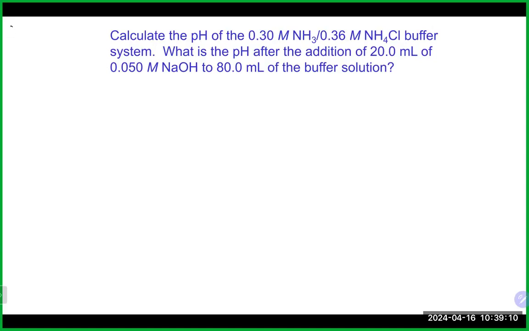Probably a number you need. I'll give you a Ka value for NH4 plus. We'll go with 5.6 times 10 to the minus 10. All right, take a few moments there, look for two answers, before and after. Okay, let's take a look and see how you're doing.